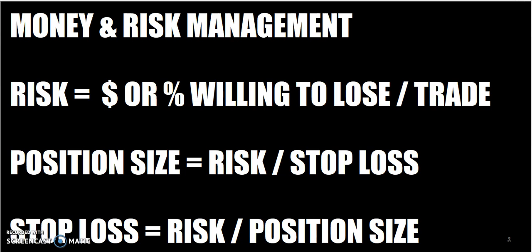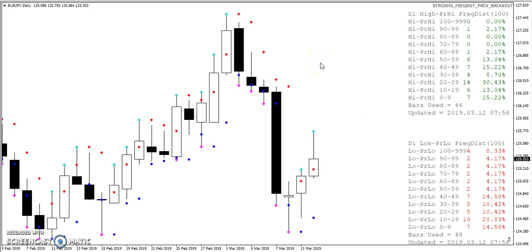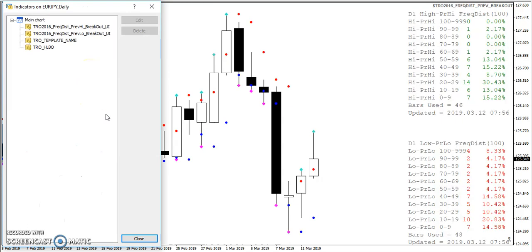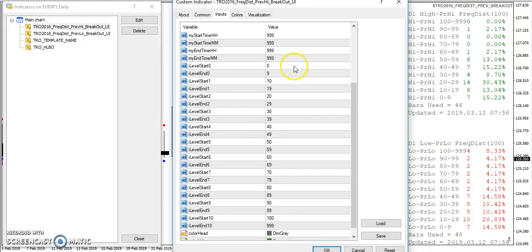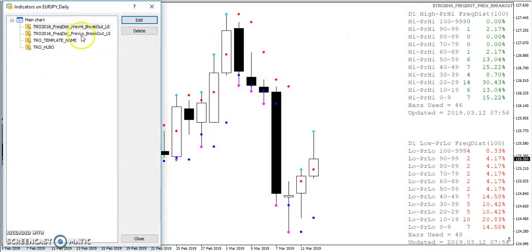So what we'll do is look at a chart that I put up. Now, let me show you the indicators before I forget, so if people want to play along, they can. We've got the 2016 frequency distribution, previous high breakout, UI, that means user input, which means you can go in and change the levels. You see here 0 to 9 corresponds to 0 to 9. So you can fine tune it to how you want it. And so I've got one for the high, one for the low.